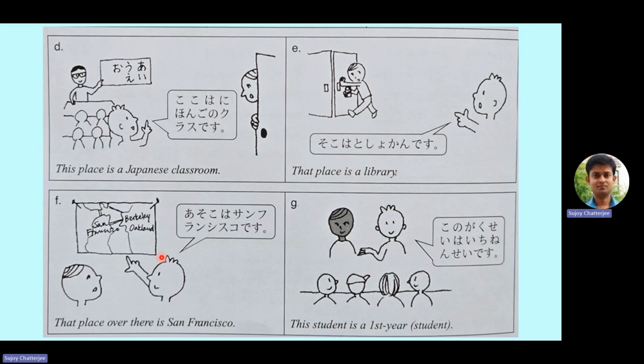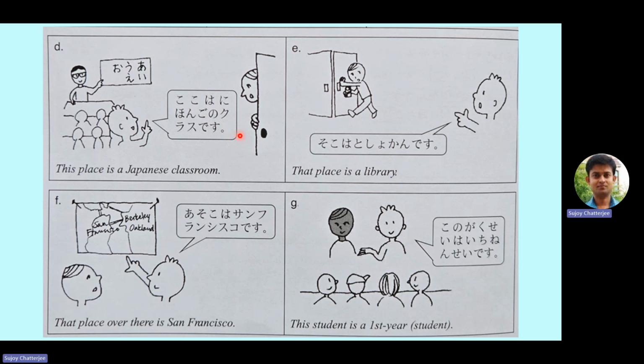Now, few more examples. See here what this child is saying. Koko wa nihongo no kurasu desu. That means this place is a Japanese classroom. Koko means this place. Kore means this and koko means this place. So when we refer to a place, then we use koko. So this is also a ko demonstrative, but it's different from what we just learned in the previous slide. So this is koko, which place? Koko means this place.